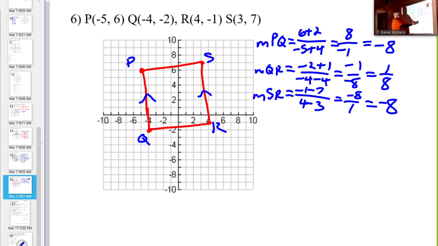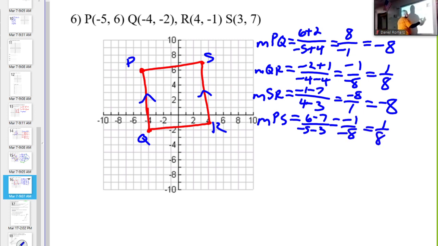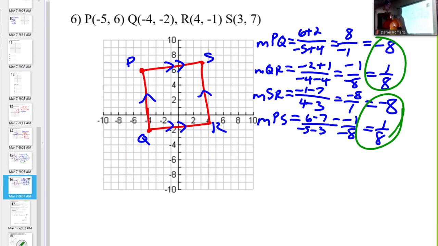And now let's finish up and see what the slope of PS is. Negative 5 minus 3 is negative 1 over negative 8, which is positive 1 over 8. We've proven that we have a parallelogram. But since all the consecutive sides are negative reciprocals of each other, we've also proven that this is a rectangle. So far we've only proven that it's a rectangle.